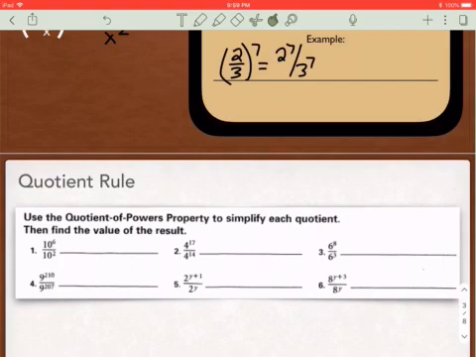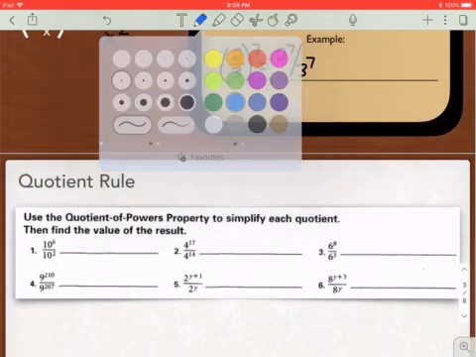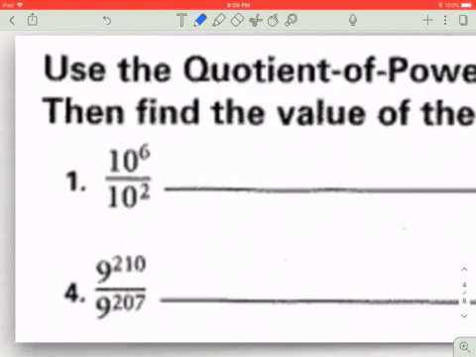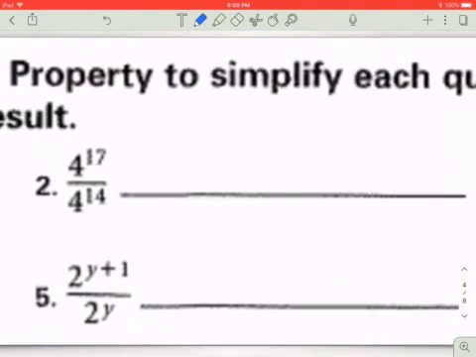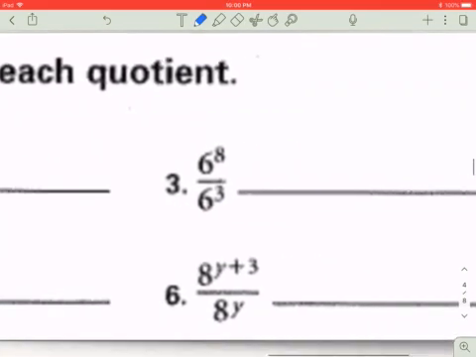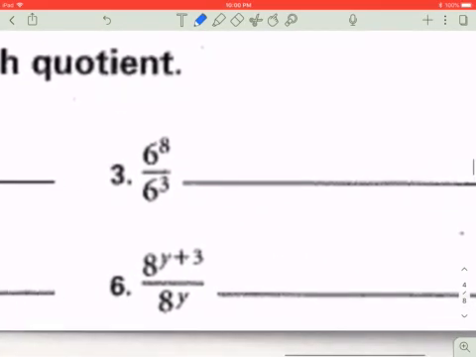Let's look at some more examples. I'm going to zoom in again. So if I have 10 to the 6th over 10 to the 2nd, that's simply going to be 10 to the 4th. You just subtract. 9 to the 210th over 9 to the 207th is just 210 minus 207, so 9 to the 3rd. 4 to the 17th over 4 to the 14th would be 4 to the 3rd. 6 to the 8th over 6 to the 3rd, your base stays the same.